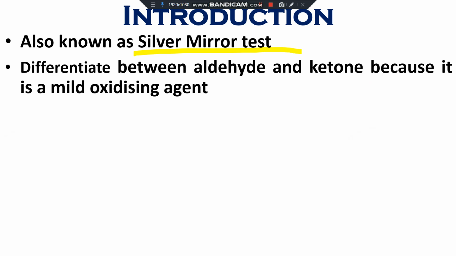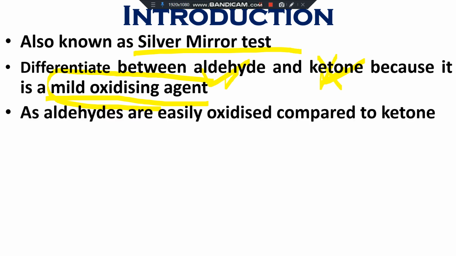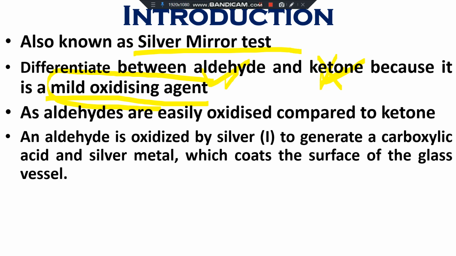Second thing is, with this test you can differentiate between aldehyde and ketone. In this test we are going to use a very mild oxidizing agent, which can oxidize only aldehyde. To oxidize ketone we require a strong oxidizing agent, and we don't have this strong oxidizing agent. So this test gives positive only for aldehyde, not for ketone. Ketone gives you the negative test. This is the reason: aldehydes are very easily oxidized compared to ketones, because a mild oxidizing agent can only work on aldehyde.